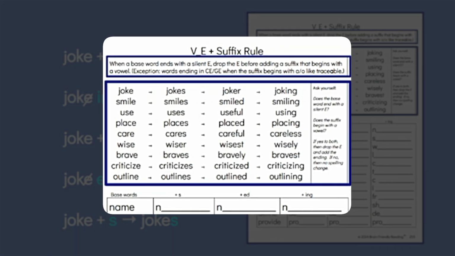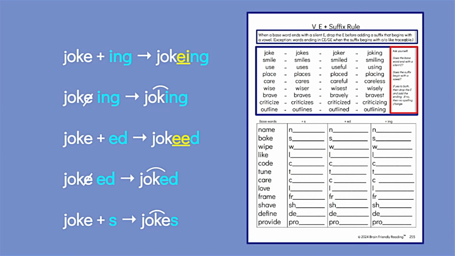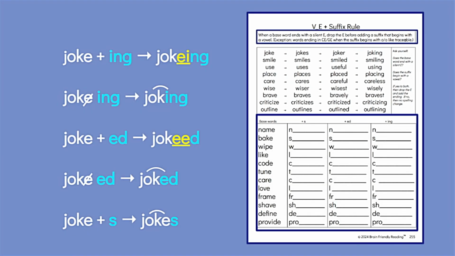The top section of the lesson page shows examples of base words with a variety of suffixes added. You'll notice that some of the suffixes start with vowels and some don't. The right-hand column has the script for the thinking process when applying the rule. The bottom section of this page shows you one way that you can have students practice applying suffixes S, ed, and ing to different base words with silent E.